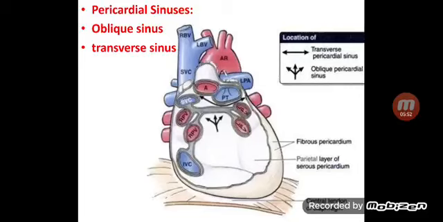And what is the transverse sinus? It is like a short passage, also formed due to reflection of serous pericardium around the aorta and pulmonary trunk, the arteries, from one side, and around the large veins on the other side. So this is named the transverse sinus.